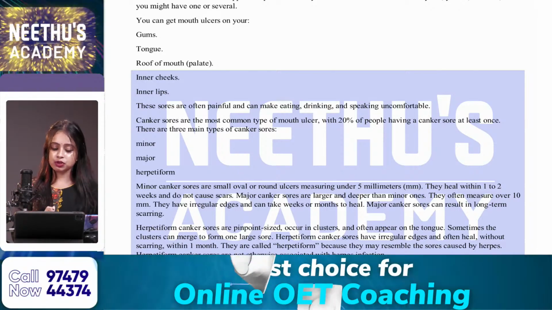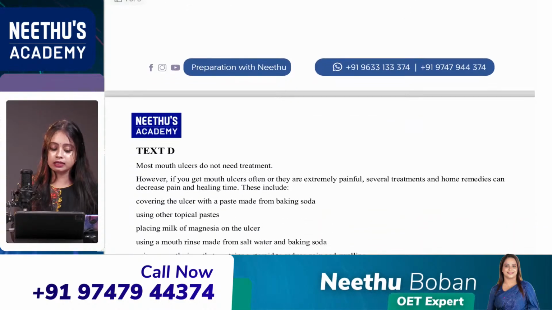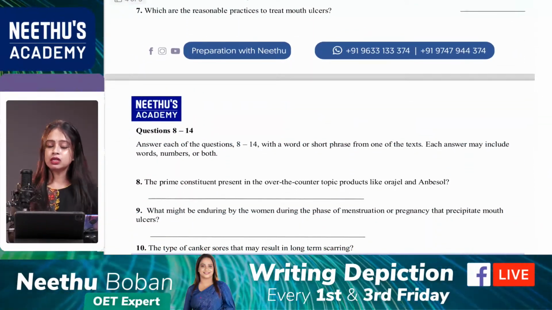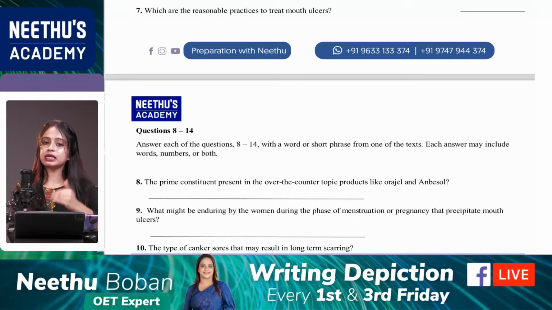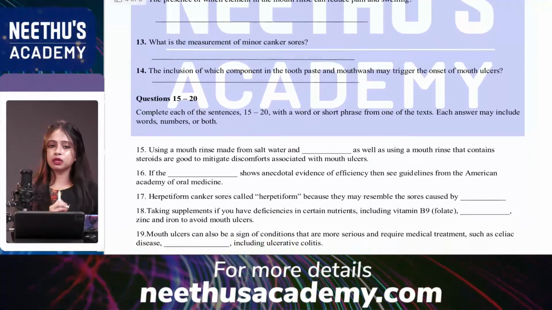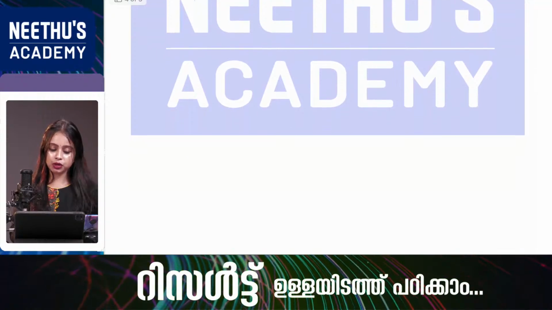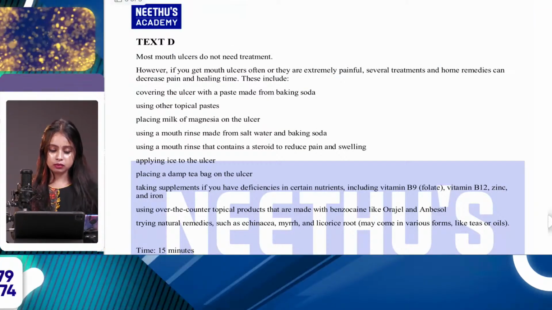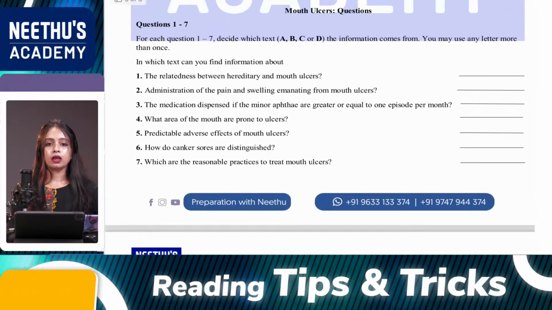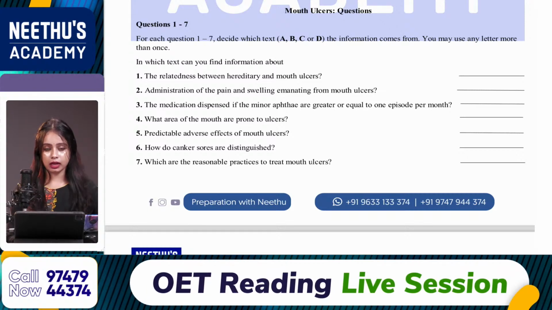So now we are moving to the strategy. I've already told you regarding the skimming and scanning method and underlining the important words from each of the texts. So what keyword strategy are you following? Let me know in the comments what type of keywords you will underline. What are the important keywords that you will underline when you read a text?